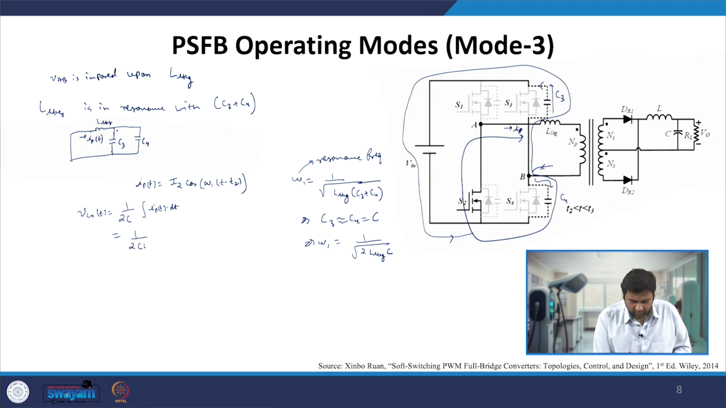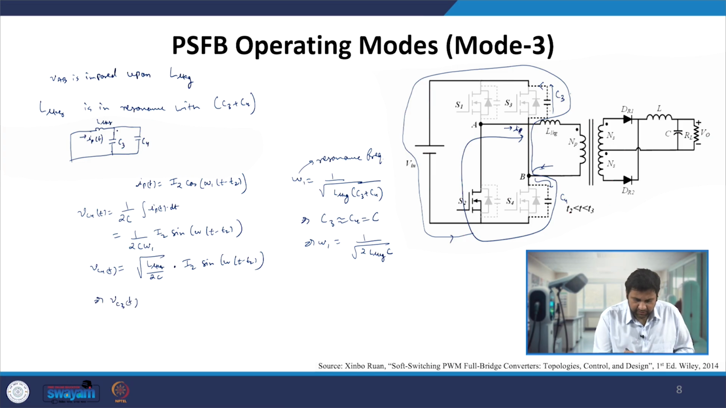times the integration of cos, which will be sine, I2 sine omega 1 t minus t2. And this, when we put this omega value over here, what we will get is nothing but equal to square root of L leakage by 2C times I2 sine omega 1 t minus t2. This is VC4.